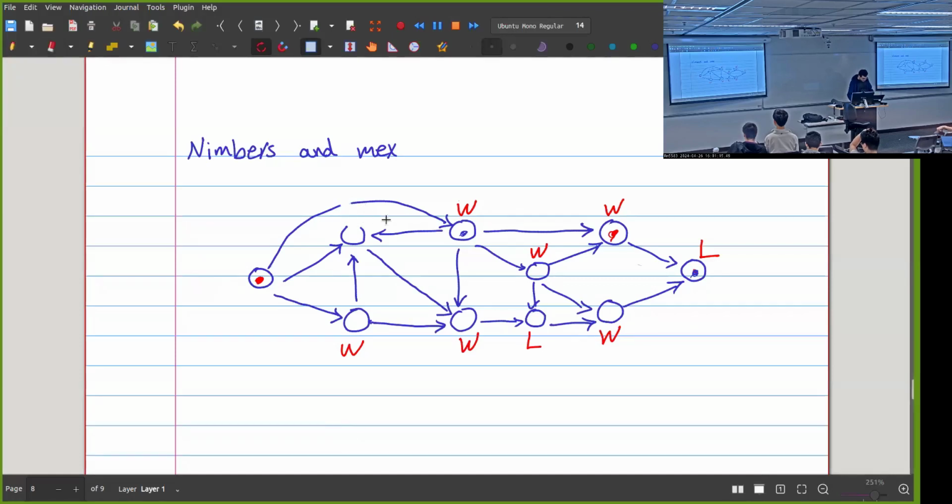Okay. Now, I have the winning and losing sets and so on. But let's say I want to translate this last vertex to a number in NIM. What number do you think I should assign to it?